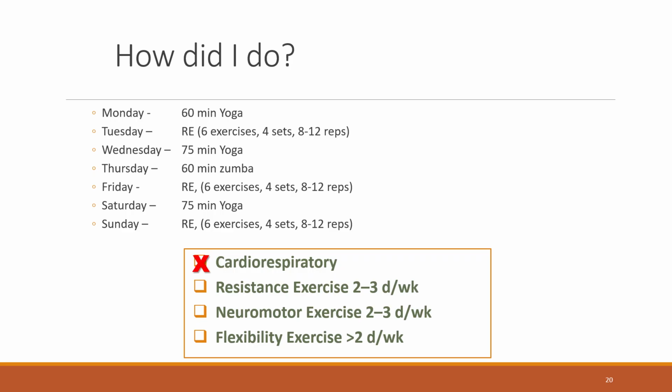What about resistance 2 to 3 days a week? Yep, I did. Tuesday, Friday, and Saturday. What about neuromotor? Well, yoga is considered neuromotor, so I got a lot of that. And yoga does include flexibility, that's part of what yoga is. So that's all I did here. I missed the cardiorespiratory part this week. How did you do? Maybe you can think about next week how to revise or plan so that you are including a little bit different types of workouts.